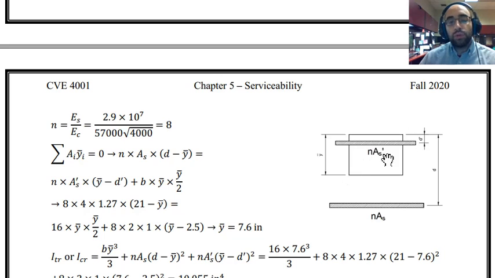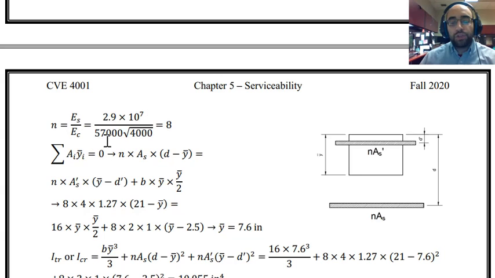At first, I need to know the transformed area of steel, that is N multiplied by A prime S, area of compression reinforcement, or N multiplied by AS, area of tensile reinforcement. N, as we talked about earlier, is the ratio of Young modulus of steel over Young modulus of concrete. Young modulus of steel is a known number, and it's the same for all grades of steel, 2.9 multiplied by 10 to the power 7 psi.